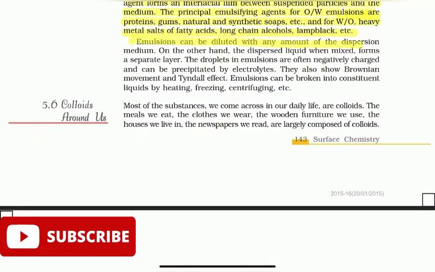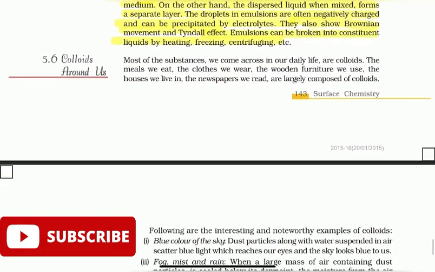Emulsions can be diluted with any amount of the dispersion medium. On the other hand, the dispersed liquid when mixed forms a separate layer. The droplets in emulsions are often negatively charged and can be precipitated by electrolytes. They also show Brownian movement and Tyndall effect. Emulsion can be broken into constituent liquids by heating, freezing, centrifuging, etc.